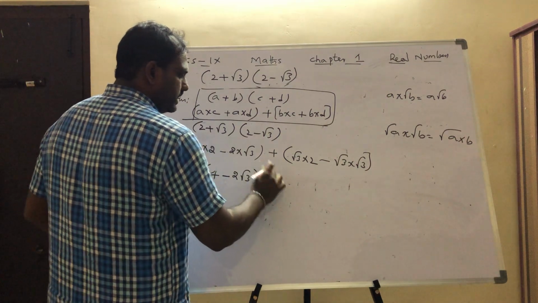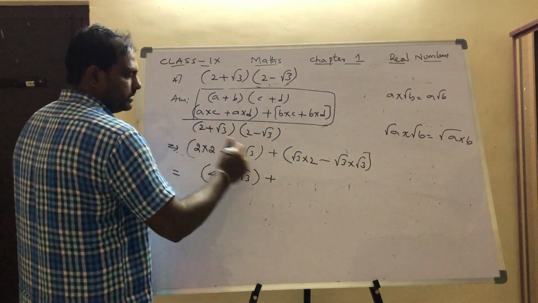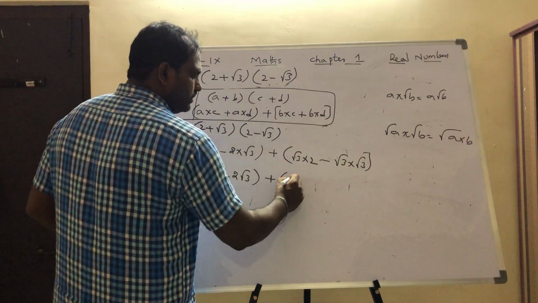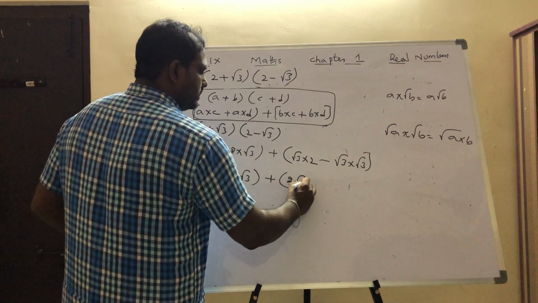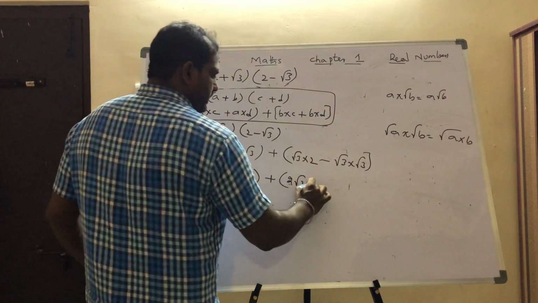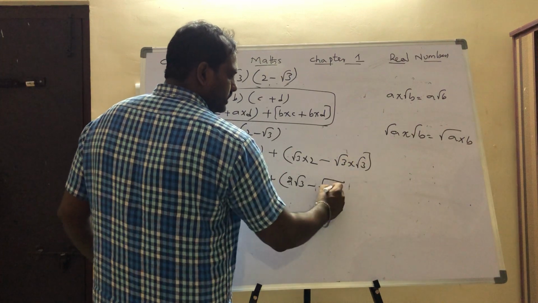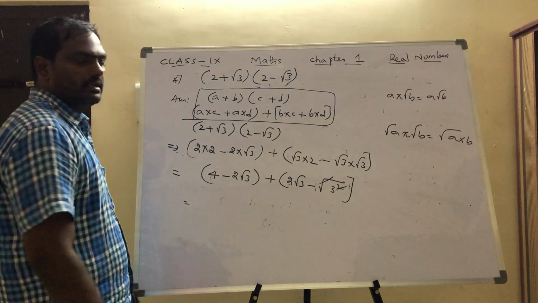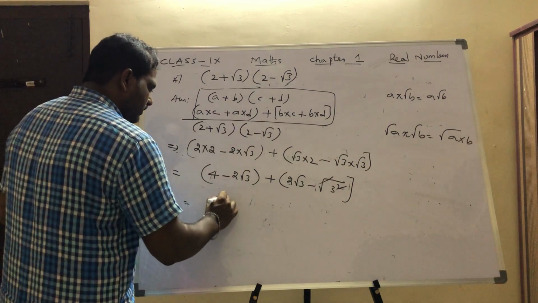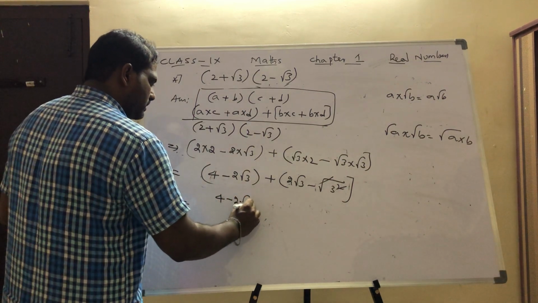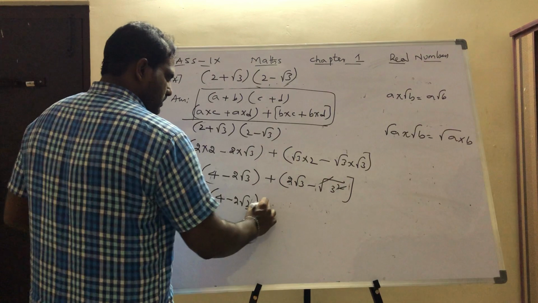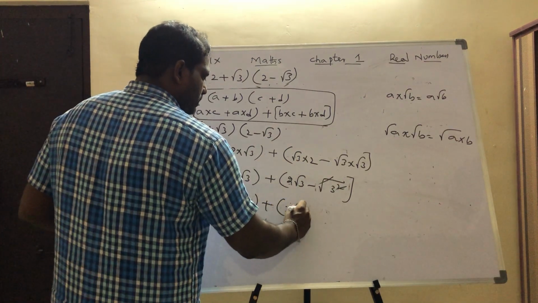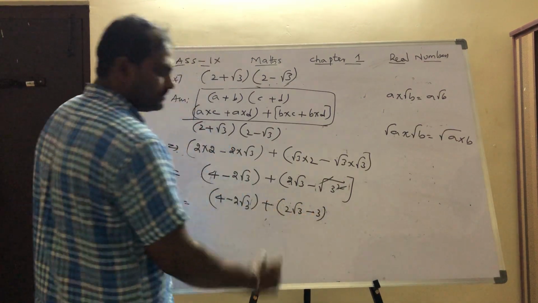Next, the symbol is plus. This is the plus symbol. Next, root 3 into 2. Both are same, 2 root 3, minus, look at this, root 3 into root 3. How much will I get? Root 3 square. These may get cancelled. What is the next step? 4 minus 2 root 3 plus 2 root 3 minus 3.